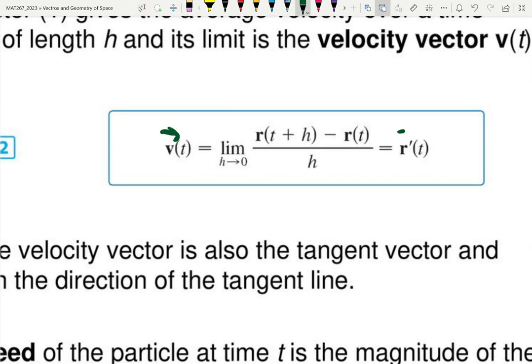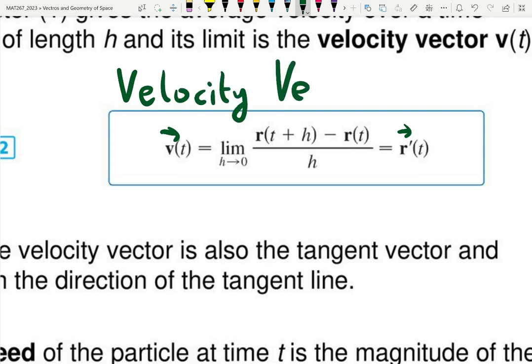You don't have to write down the limit definition. The limit definition is how it was derived. But basically, velocity is r prime. We knew it before. It's called the velocity vector. Before it was not called a vector. This time velocity has a direction, so it is called the velocity vector. It has direction and magnitude. So the velocity vector v at a time t is also the tangent vector, and it points in the direction of the tangent line.